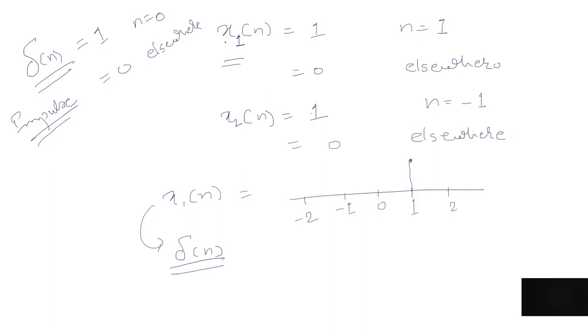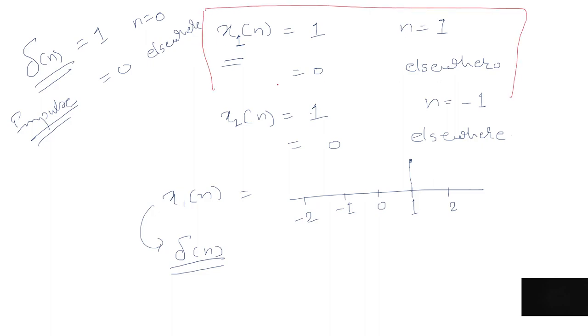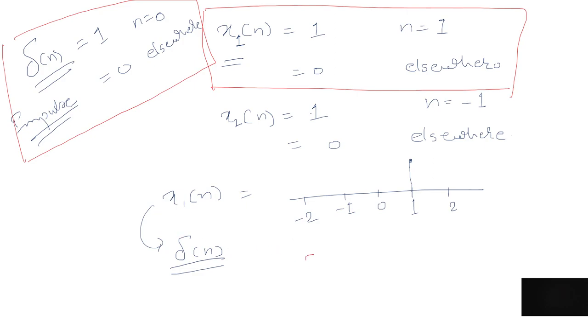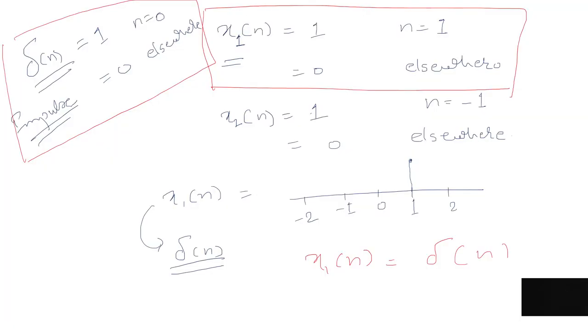So this is the thing, right? Let me just highlight it. This is my x1 of n, and this is my del of n. I have to represent x1 of n in terms of del of n. So what kind of changes do I have to make? That is my question. Can I make this as minus del of n minus 1? This is the thinking process I want from you guys.